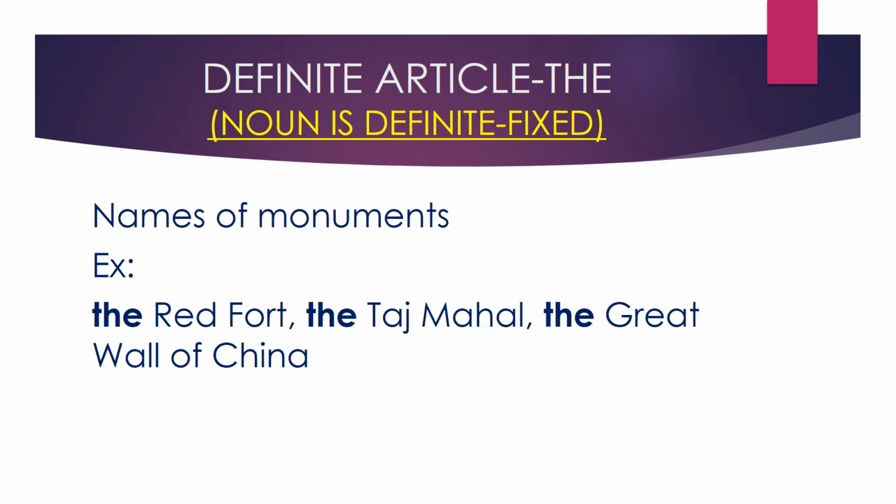Names of monuments: the Red Fort, the Taj Mahal, the Great Wall of China. These are as good as proper nouns because they are fixed, but we do not consider them as proper nouns, we consider them as something great. So whenever we use this definite article the, we use it for something that is definite and only one of its kind.